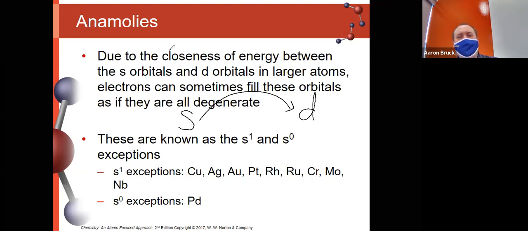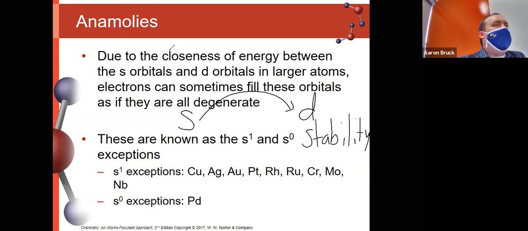Now, why does it do this? Stability. By moving an electron from the S into the D, it's creating a more stable D sublevel, which is lowering the energy of the atom as a whole.